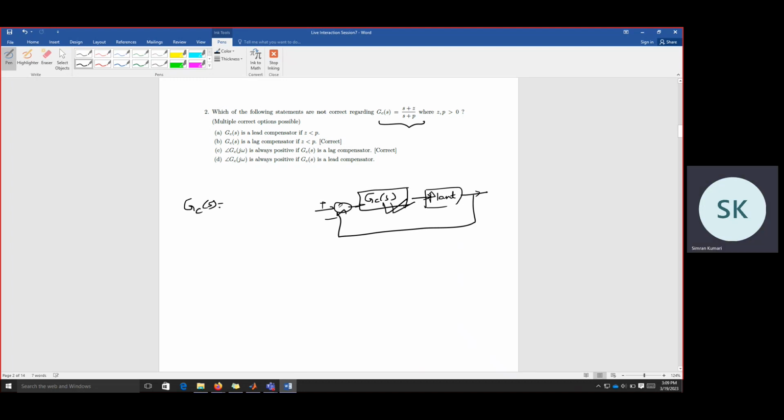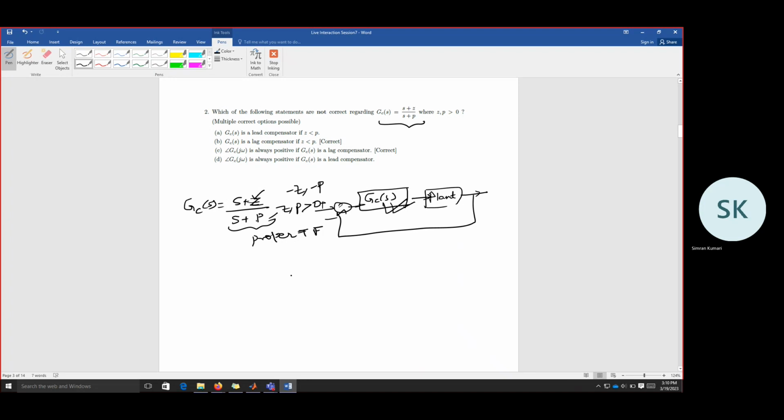So this is the zero, minus Z, and minus P is the pole. This is what we know from here. And this transfer function is a proper transfer function. This also we know because the number of poles is equal to the number of zeros. So this one is realizable. This is what we know. Okay. Now what can we say?